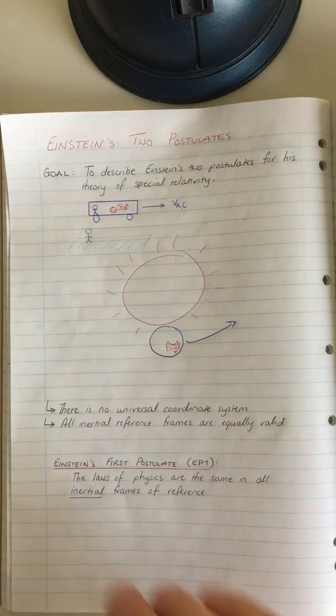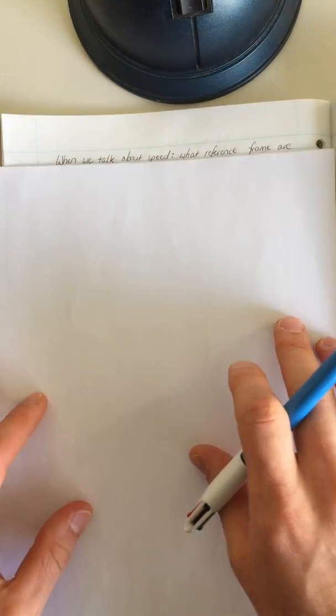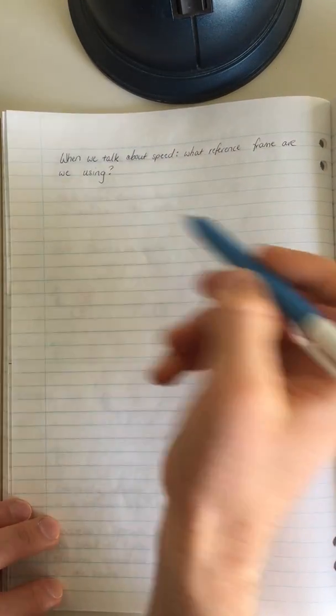Okay, so from that we can move on to talking about speed. When we talk about speed, it raises the question: what reference frame are we using? We talk about speed all the time. We talk about it in the sense of, for example, a car.